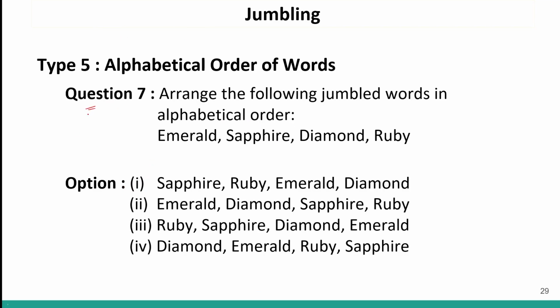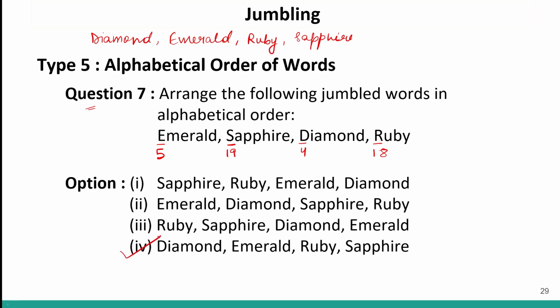Now, question number 7. Emerald, sapphire, diamond, and ruby. So E is 5, S is 19, D is 4, and R is 18. Correct? So the first word will be diamond, then emerald, then ruby, and then sapphire. So the correct sequence will be diamond, emerald, ruby, sapphire, which is option number 4. So option number 4 will be the correct answer.